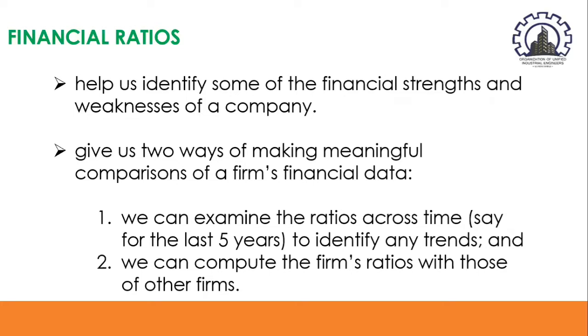Now, the ratios give us two ways of making meaningful comparisons of a firm's financial data. First, we can examine the ratios across time, say for the last 5 years, to identify any trends. And second, we can compare the firm's ratios with those of other firms. Mathematically, a financial ratio is nothing more than a ratio whose numerator and denominator are comprised of financial data. Sounds simple, right? Well, in concept, it is.